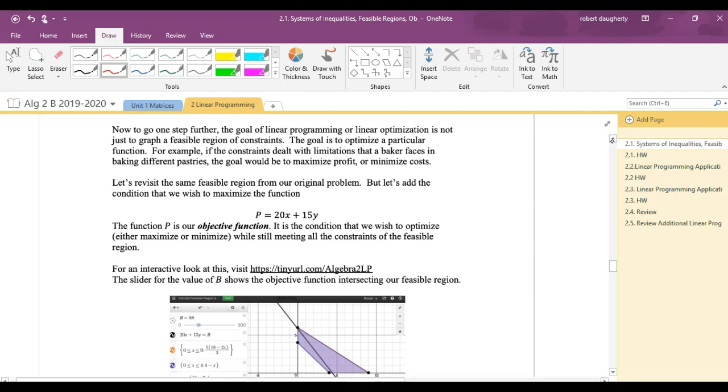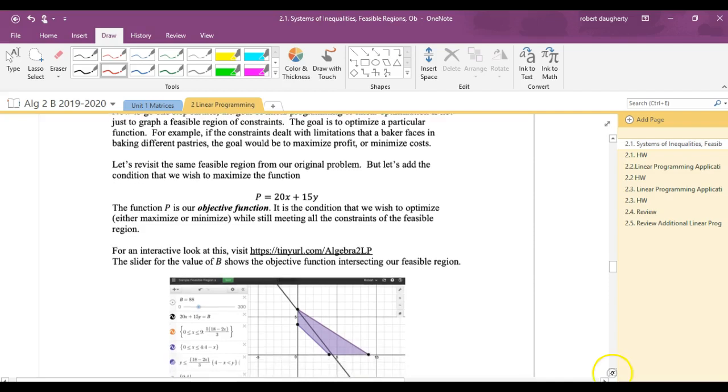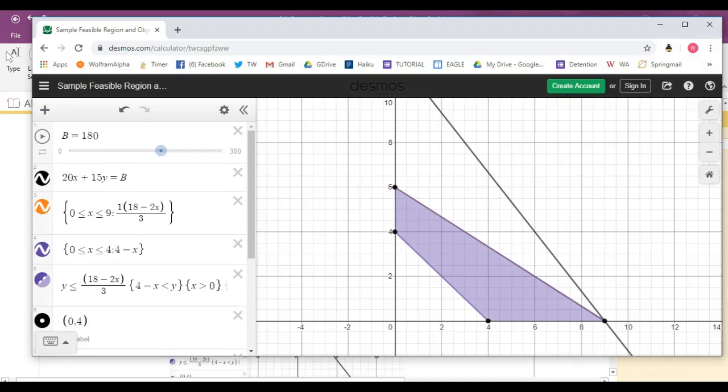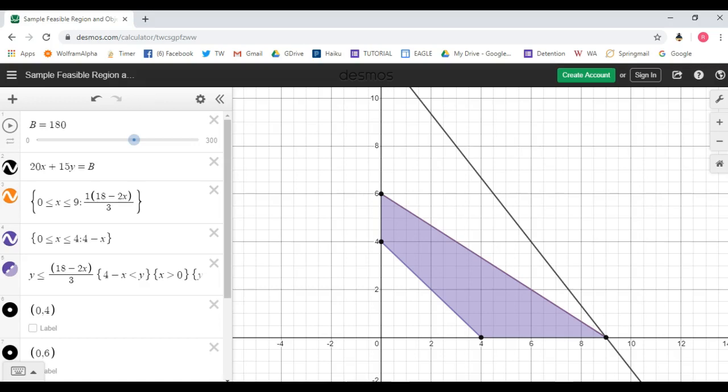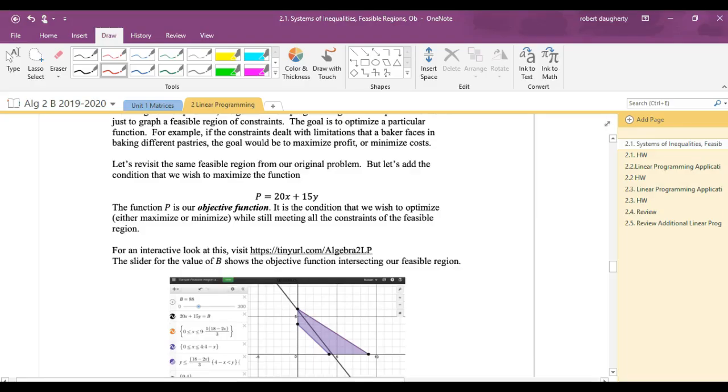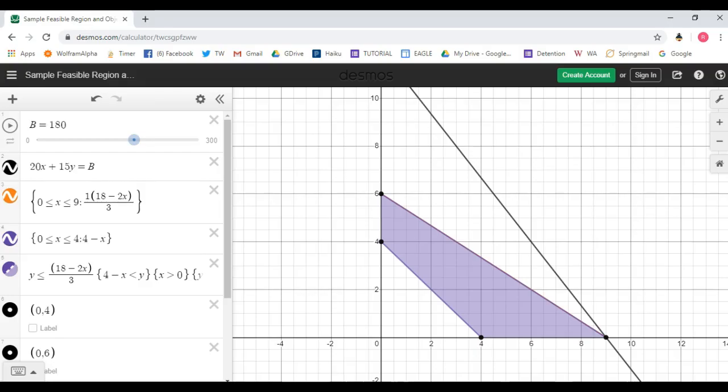If you've got a device on you, you can grab that, or you can just watch here. What I want to show you is how this happens. Let me make this a little bit larger. In your book, there's a URL. If you want to play with this on your own, this URL will do what I'm about to do right here. This is what we just graphed a moment ago, the feasible region right here.